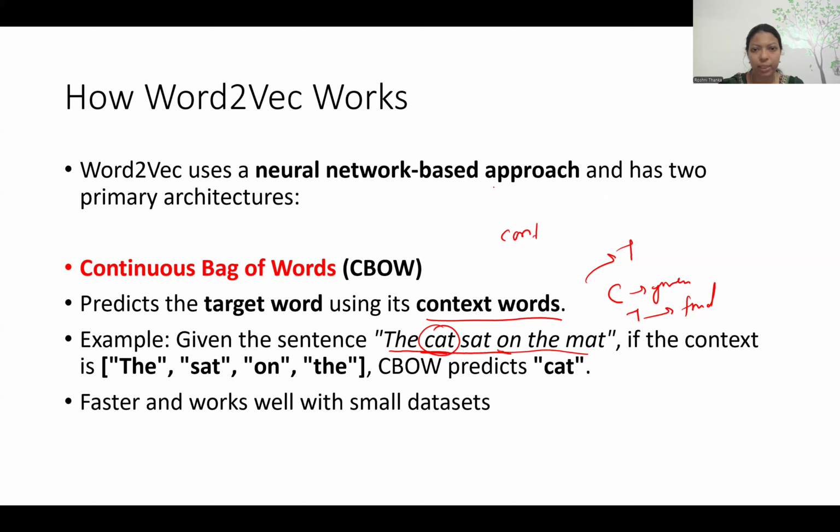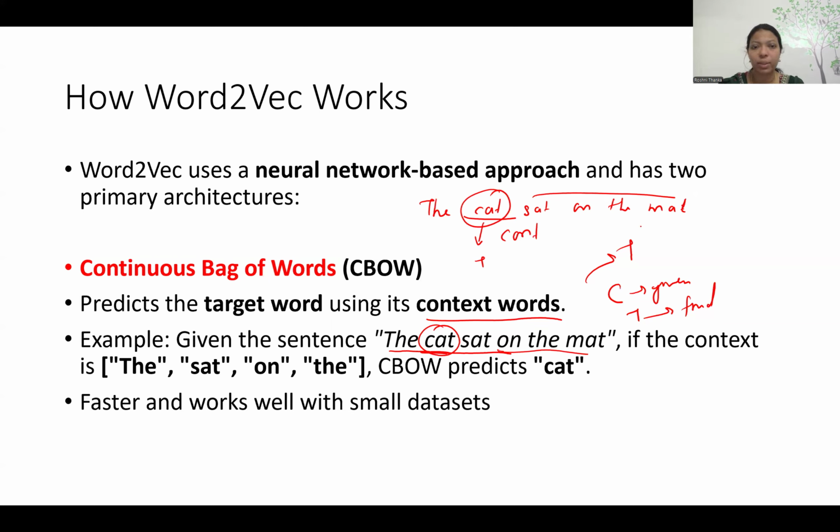So what is my context? So the input is: the cat sat on the mat. So this is the dash. This word I want to predict. This is my target word. What are the context words? The, sat, on, the, mat. This is my context word.